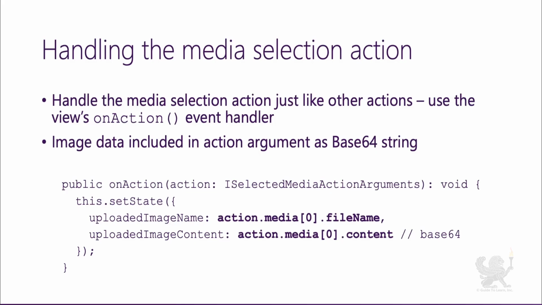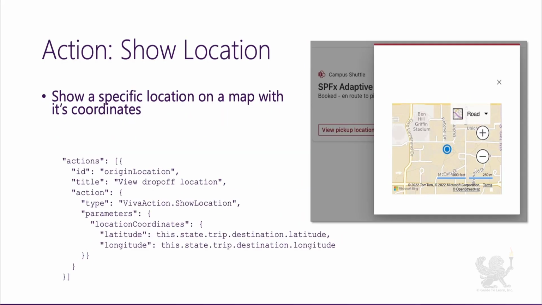The images are not uploaded. The images are not saved anywhere automatically. That is something that you would have to do in your own code. Now, the other type of action supported by Viva Connections gives us the ability to work with location data. One of these actions is used to display information on a map based on the latitude and longitude coordinates that are provided, while another is used to select a location on the map and retrieve those coordinates.